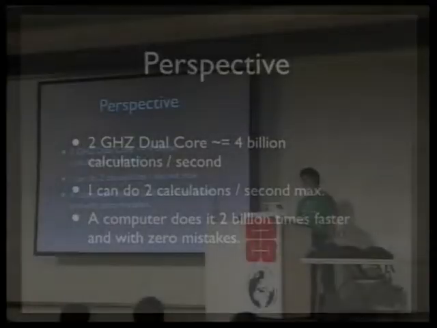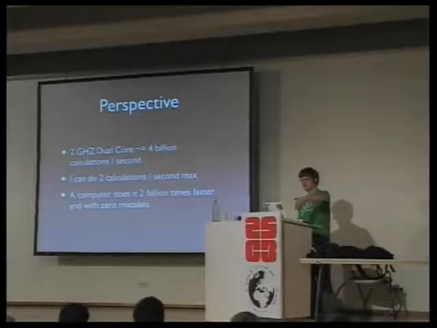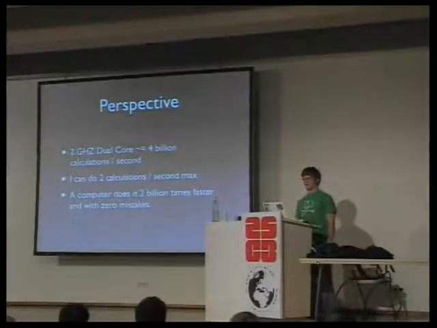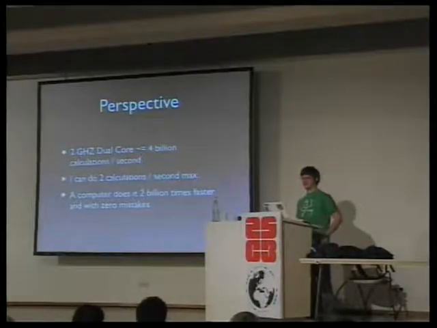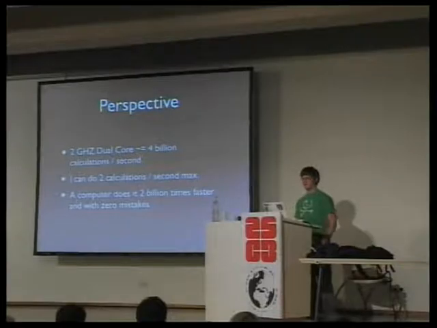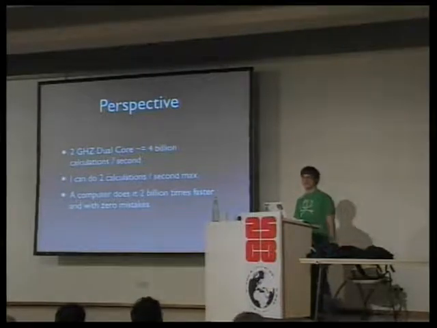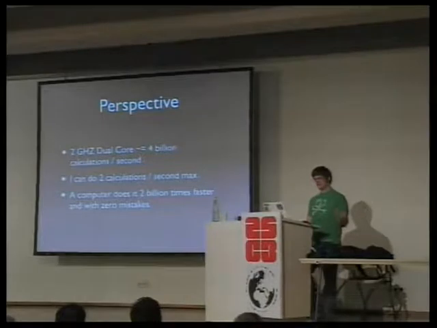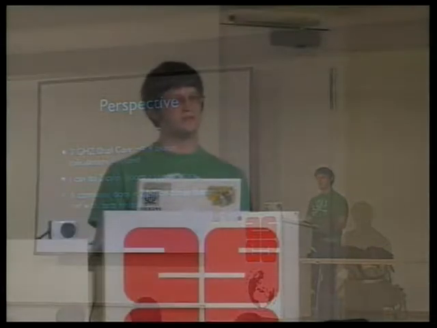So to put this all in perspective, just a little mental exercise here. This computer, I think, has a 2 gigahertz dual-core processor in it, which I'm guessing probably translates into about 4 billion calculations a second. On a good day, I can probably do 2 calculations a second maximum. The computer does that many, many, many times faster, and it does it with 0 mistakes. It's not going to say 2 plus 2 is 5, but I might. The core lesson to come away with is that when you automate these simple tasks, it drastically reduces errors, and it drastically increases the speed at which you can do them.